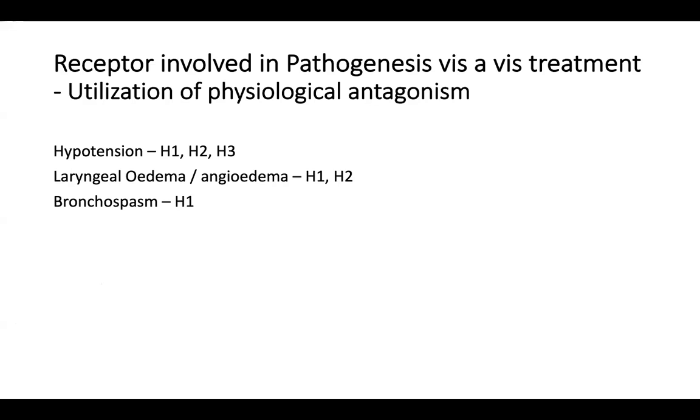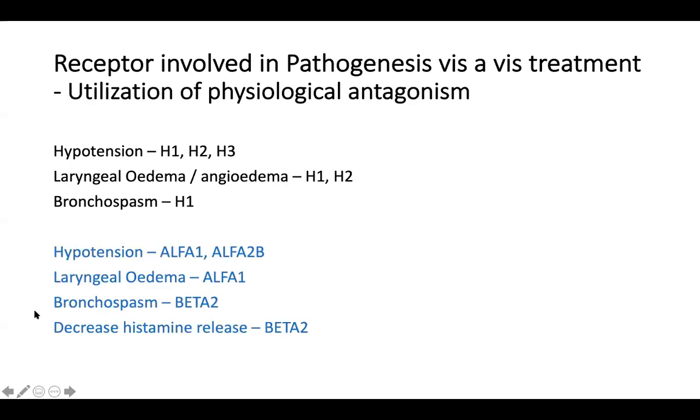Now coming to the antagonism part. Sumallo, please next slide. Now all three, hypotension, laryngeal edema, and bronchospasm, are each counterbalanced by adrenaline. Hypotension is counterbalanced by the alpha-1 receptor and alpha-2 receptor, through IP3-DAG and reduced cyclic AMP, ultimately causing vasoconstriction, thereby counterbalancing the effect of histamine.